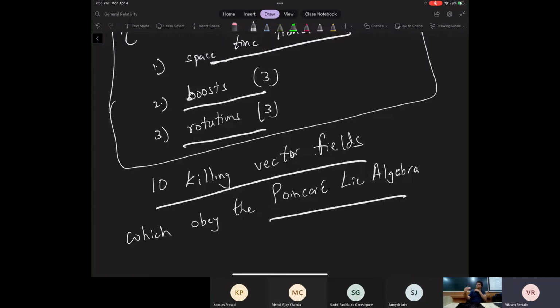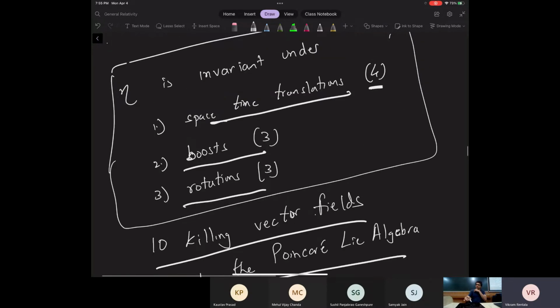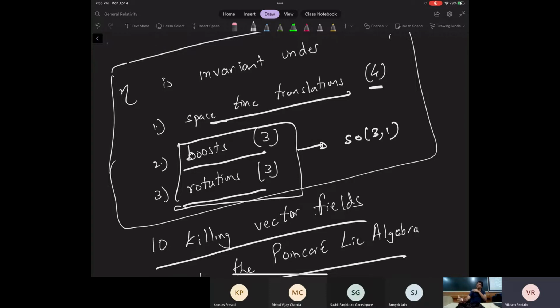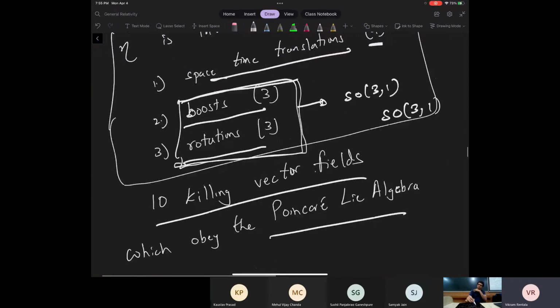It's the infinitesimal version of the so-called Poincaré group. If I look at the subgroup which is just the boosts and rotations, they are closed under their own algebra, and this generates so(3,1), which is basically the Lie algebra version of the full Lorentz group, SO(3,1). This is the algebra satisfied by the infinitesimal generators of the Lorentz group. If I include translations, I get the so-called Poincaré group.